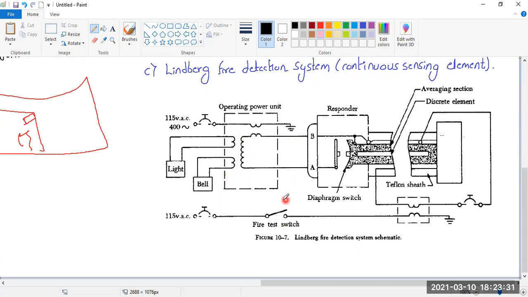For testing, what we do is we press the test switch. Electricity will come over here. From here, the signal will be passed, and that signal itself will complete the circuit directly without passing through the averaging section. That completes your Lindbergh fire detection system.